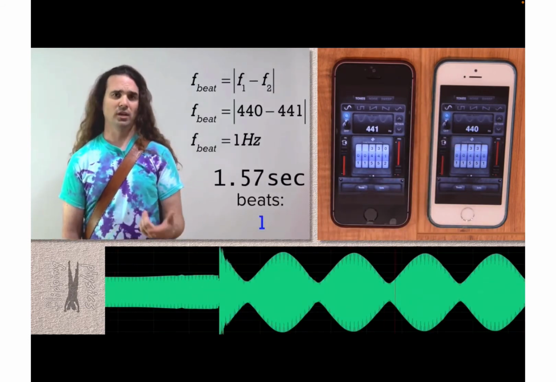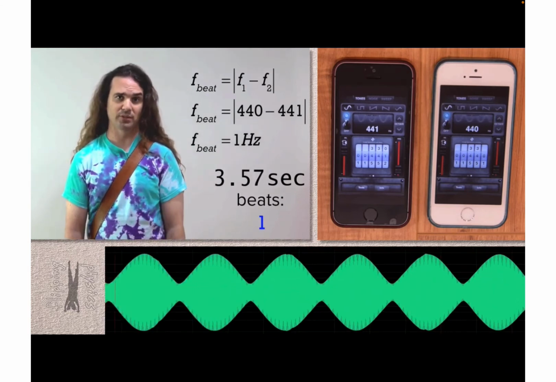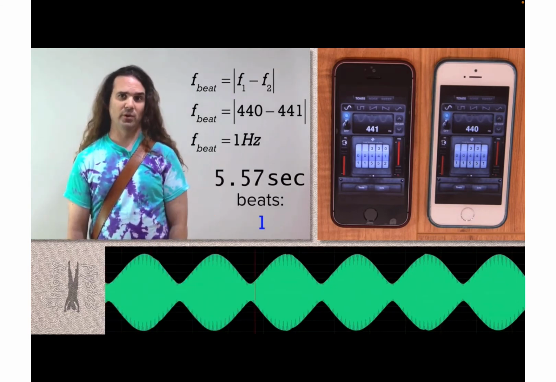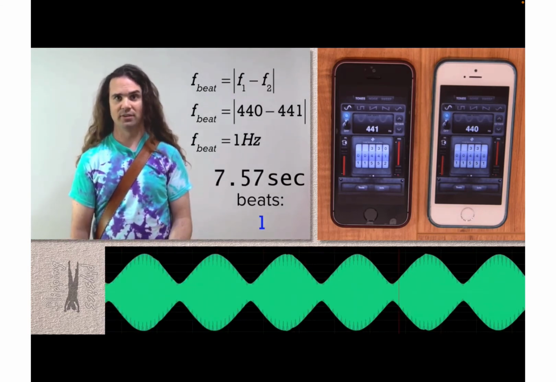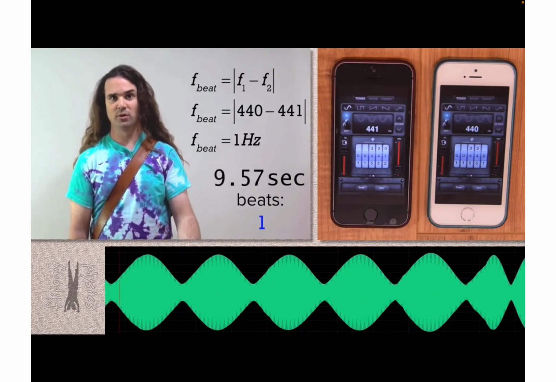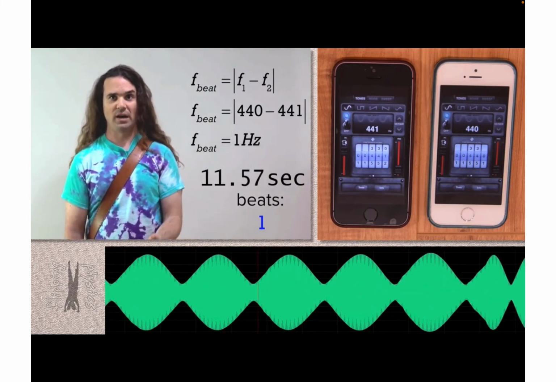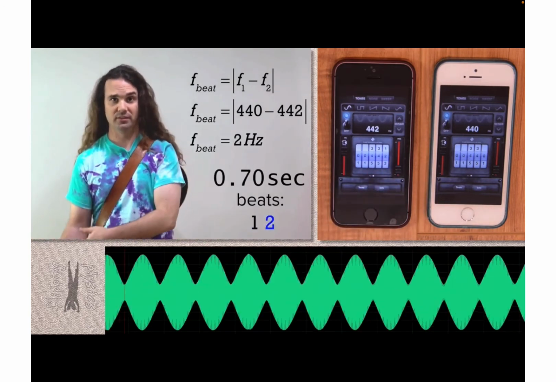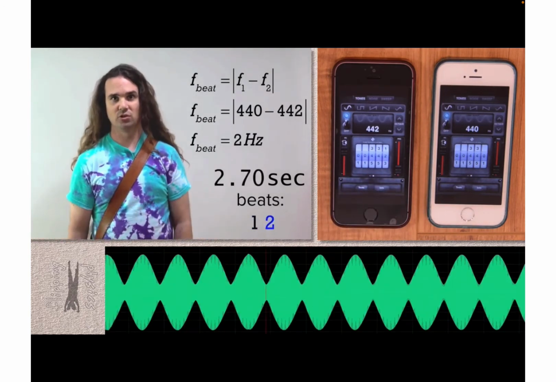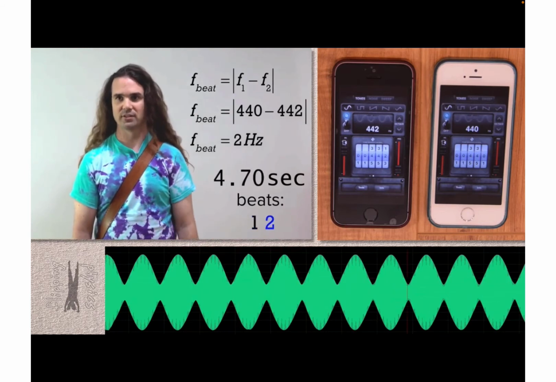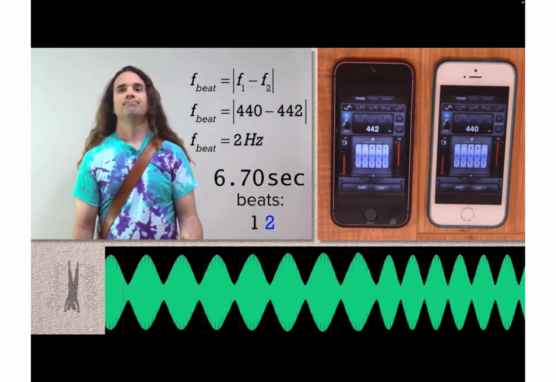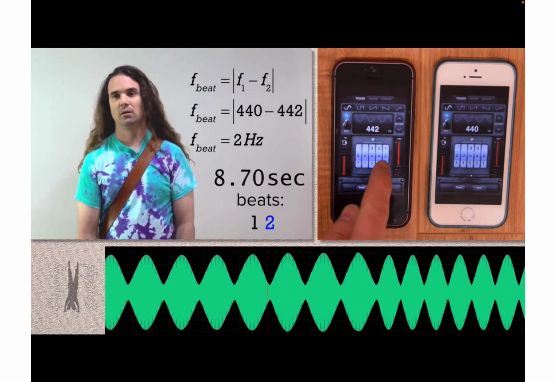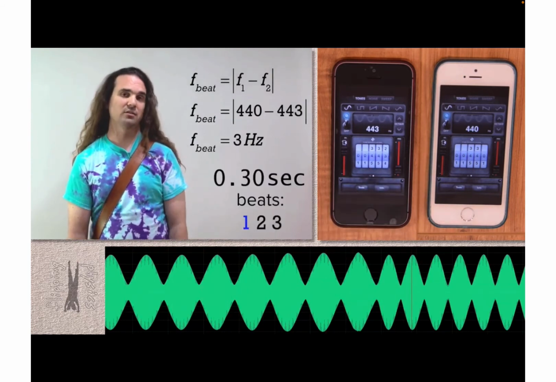What you hear is called the beat frequency. The equation for the beat frequency is the absolute value of the difference between the two frequencies, which is why this beat frequency is 1 hertz or 1 cycle every second, and this beat frequency is 2 hertz or 2 cycles every second. And then 3 hertz and so on.